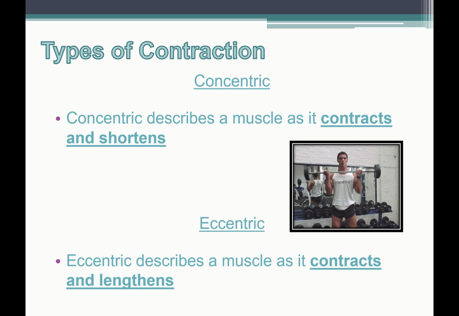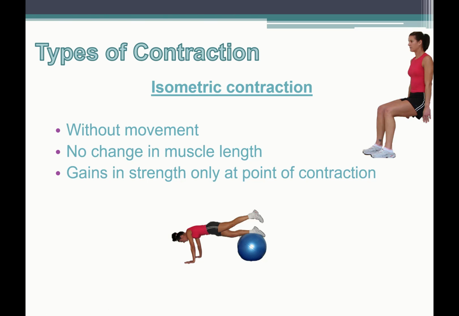Now this describes when a muscle is working but it is lengthening. So again, if we use the bicep curl as the example, on the downward phase of the bicep curl, the bicep is actually lengthening, and this is referred to as eccentric contraction because it is still under tension when the muscle lengthens. And the third and final type of contraction is what's known as isometric contraction. So this is where there is no movement, whereas the muscle is still under tension. So the muscle doesn't change in length, however the muscle is still under tension and therefore still working. This has been shown to increase gains in strength, but only at the point of contraction.